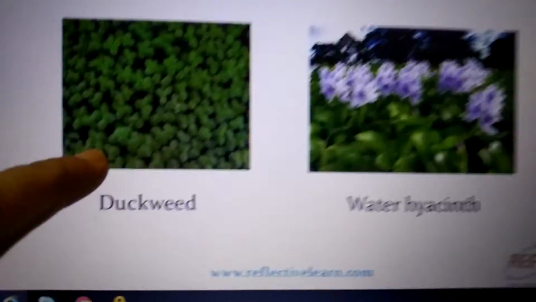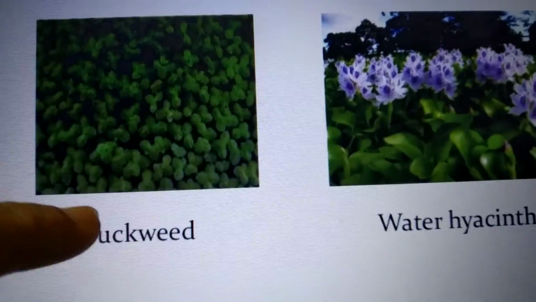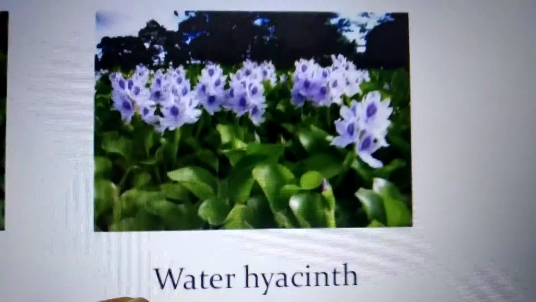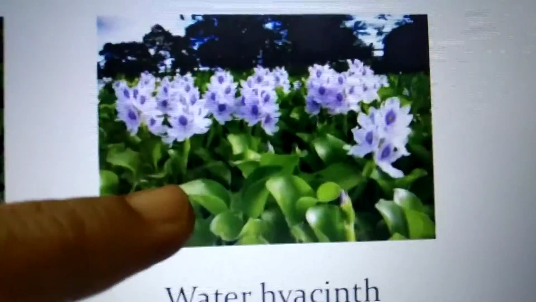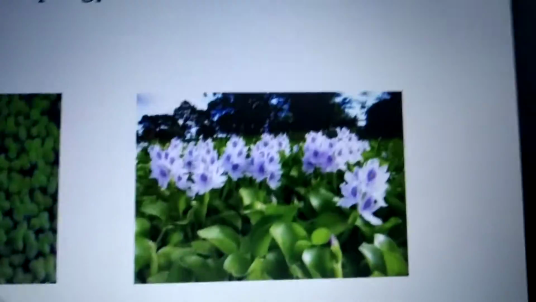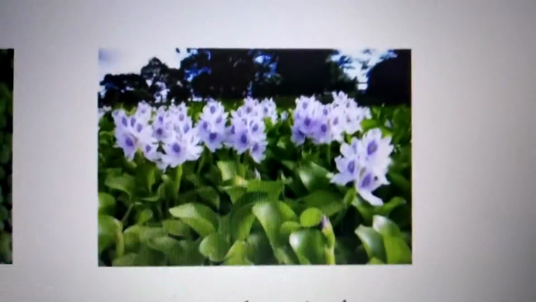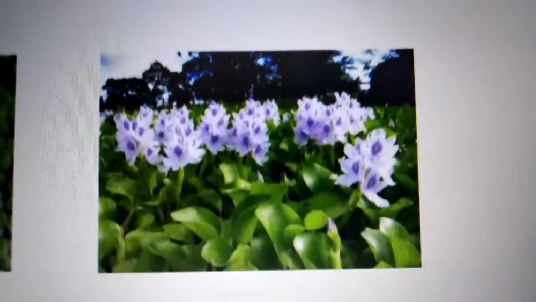Are you observing the pictures, children? Duckweed. We will see this in our surroundings also. Some small rivers are covered with this duckweed. Next, coming to the water hyacinth. This also we can see in our surroundings. These leaves also float on the water. Why? Because they have light and spongy leaves which are able to float on the surface of the water. This is about floating plants.